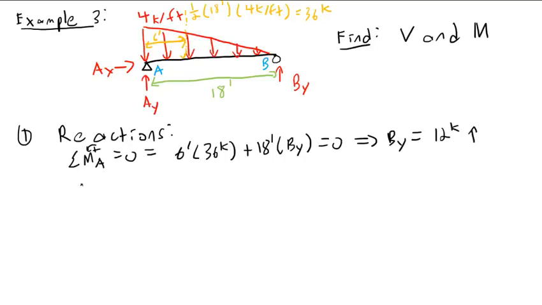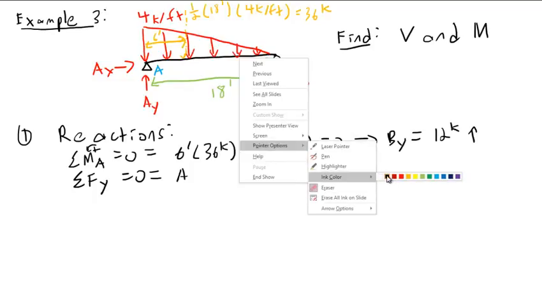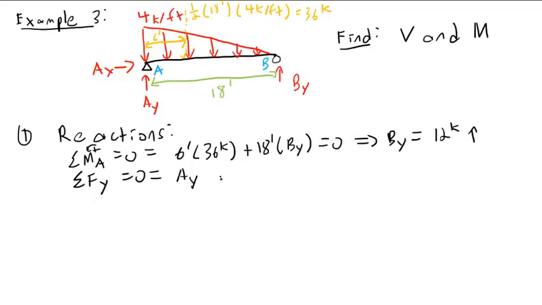Then I will do a sum of forces in the vertical direction equal to 0 equals AY. Oh, it's too far away to be a subscript. It looks bad. Okay. AY minus 36 kips plus 12 kips equals 0. And from this, AY equals 24 kips, also upward. So we have our reactions now.